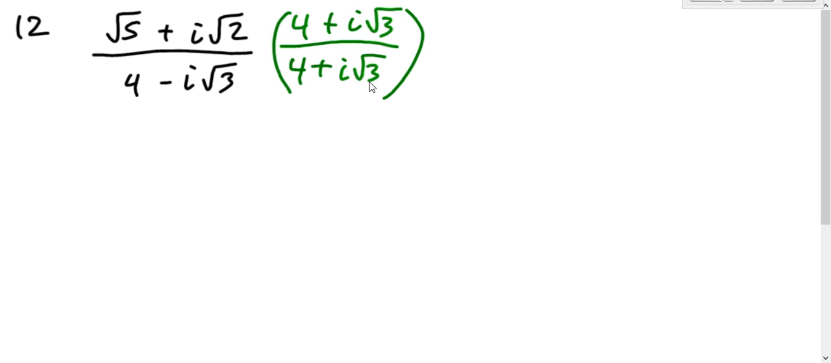FOIL the top and FOIL the bottom separately. So when you multiply out the top, FOIL out the top, you get 4 times square root of 5. You get the square root of 5 times I square root of 3. So you multiply the square roots together. 3 times 5 is 15. And the I.